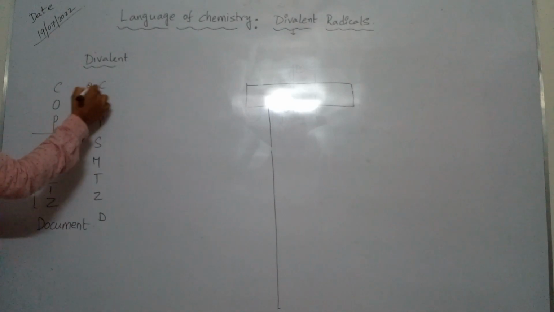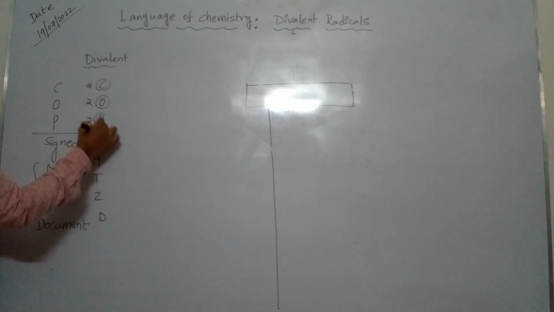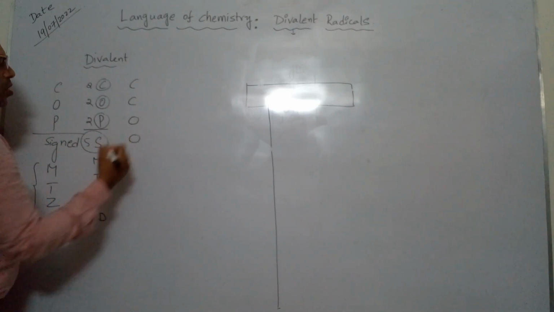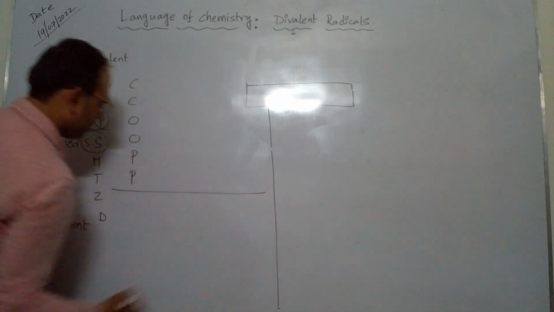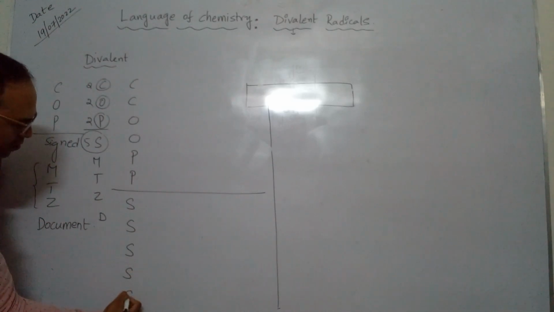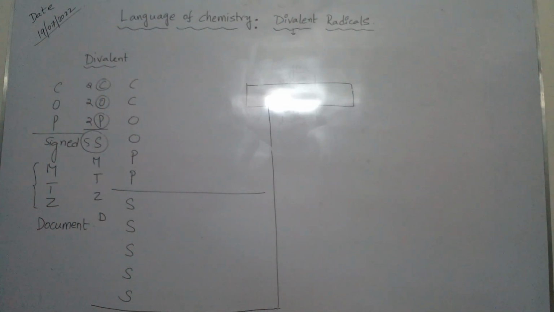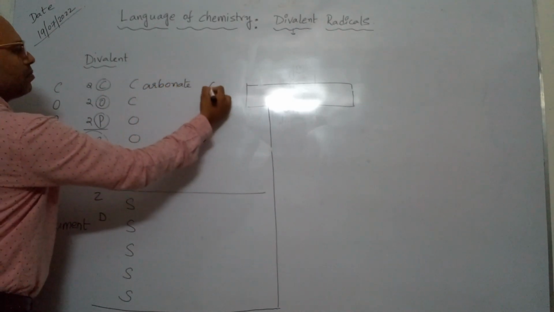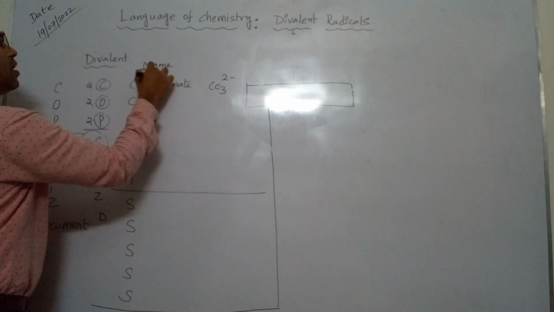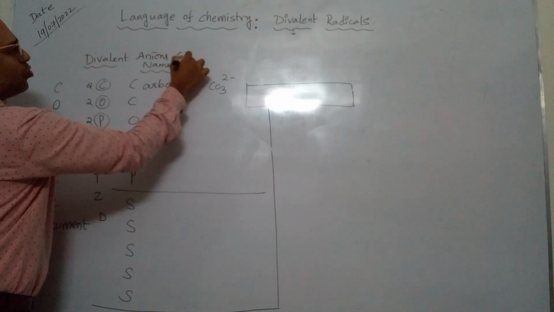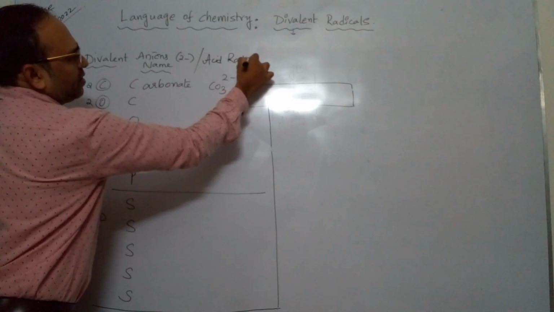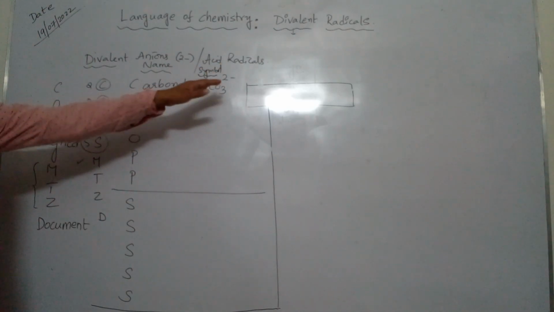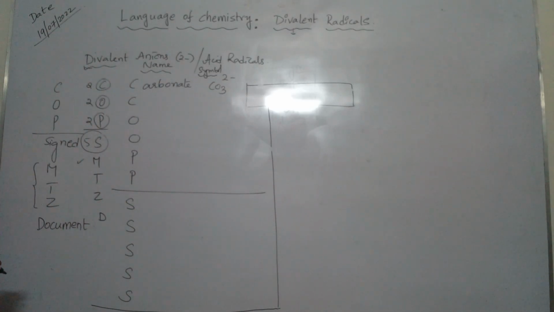Now coming to the numbers. So the first 3 will have 2 radicals each. Next, S will have 5 radicals. If we expand this, 2C, 2O and 2P. Next comes 5S. First of all, let us write this, then we will move to the MTZD. First one, carbonate, CO3 2 minus. So this is the name of divalent anions, that is 2 minus. We also call them acid radicals. Now this is the name and this is the symbol for the first anion, carbonate CO3 2 minus, because divalent oxidation state is minus 2.